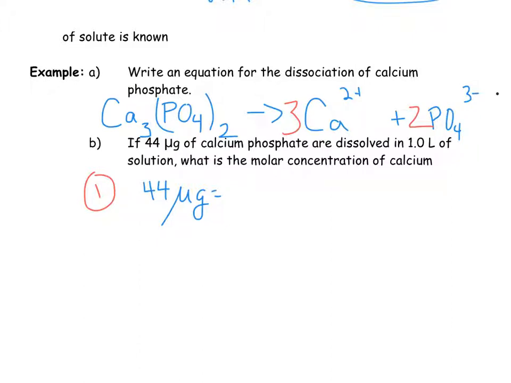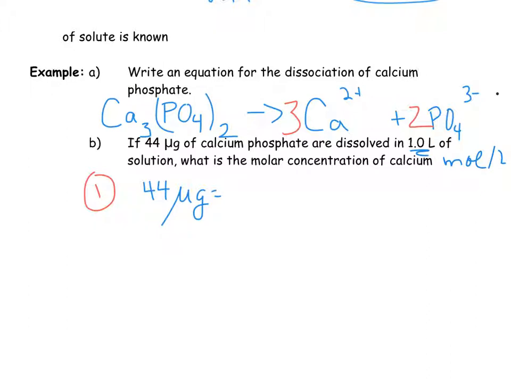All right, so the first thing I'm going to do is remember that in order to get molar concentration, I'm going to need the number of moles per liter. So I somehow need to get my micrograms into moles, and then my liter is already in liters, so I'm good to go. So really the only thing I need to do is take these micrograms and figure out how many moles that is equivalent to.